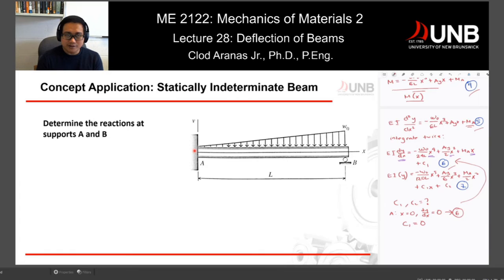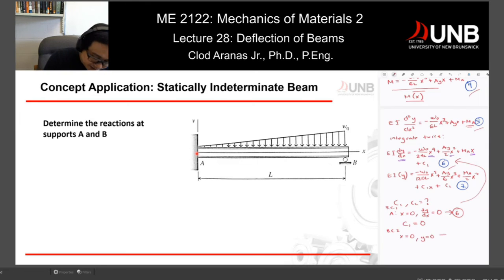So now we already calculated C1. We can now move to C2. So we can say at x is equal to 0. Let's just treat it as a normal cantilever beam. Stick with point A, second boundary condition. I can call it boundary condition 1, boundary condition 2. At x is equal to 0, my deflection at that point is equal to 0.